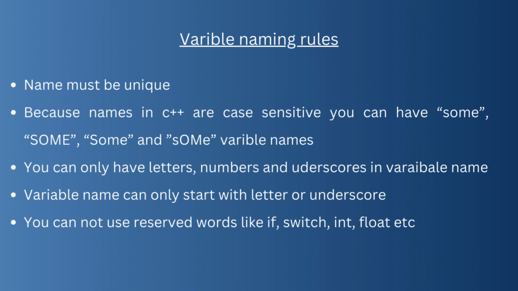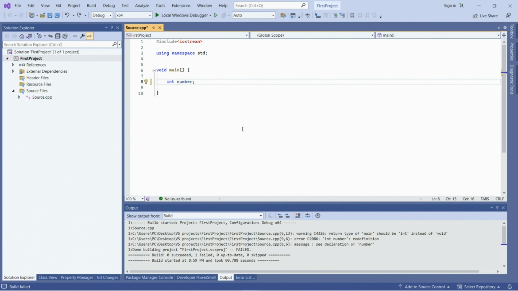When you are naming variables, there are certain rules you need to follow. First, your variable name must be unique, so there cannot be two variables with the same name. But because names in C++ are case sensitive, you can have two or more variables with the same name, just with different cases. Next, you can only have letters, numbers, and underscores in variable names. But your variable name can only start with a letter or underscore. And last, you can't use reserved words like if, switch, else, etc., because in that case your variable name won't be unique. Let's test those rules.